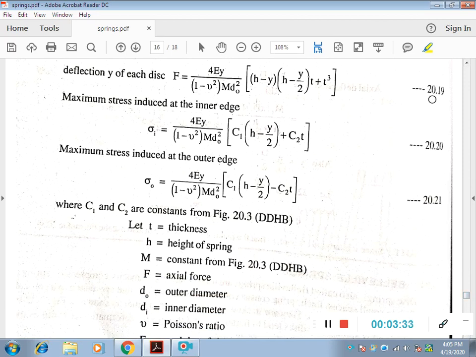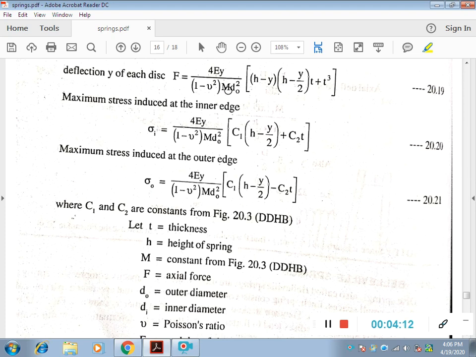Only three formulas are there: 20.19, 20.20 and 20.21. 20.19 is to find the deflection of the spring. 20.20 is to find the stresses induced at the inner edge. 20.21 is to find the stresses at the outer edge. Deflection of the spring is given by y equal to 4Ey, 1 minus mu squared. This symbol indicates Poisson's ratio. M d naught square. I'll tell you what is the meaning of this M. h minus y divided by 2 into t cube, equation number 20.19.